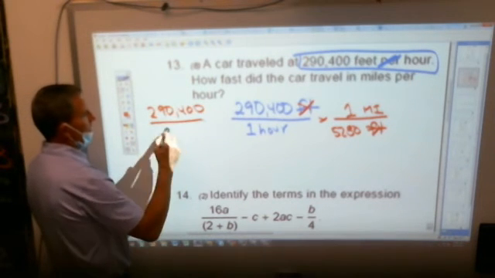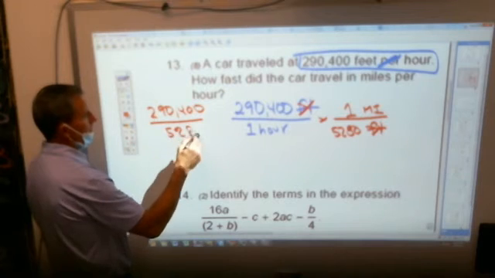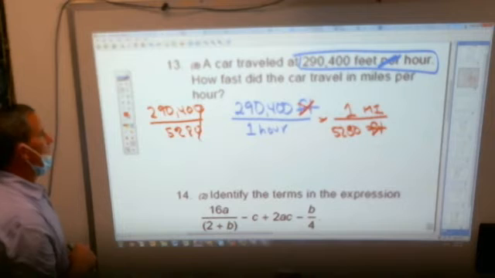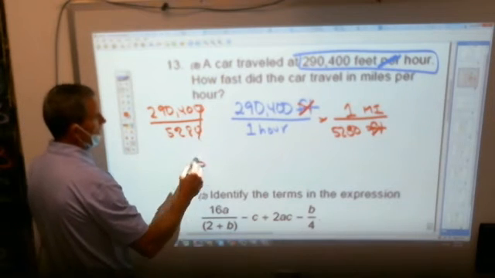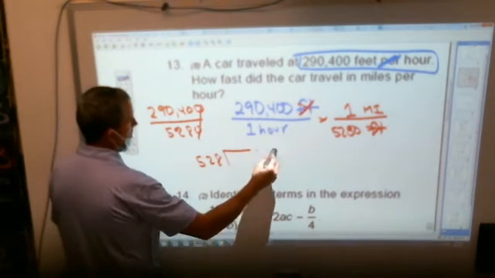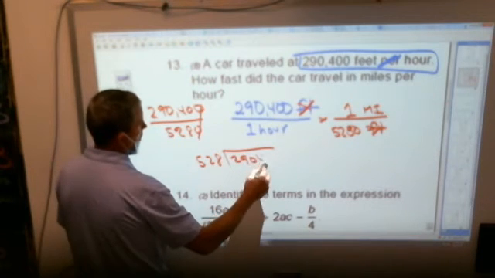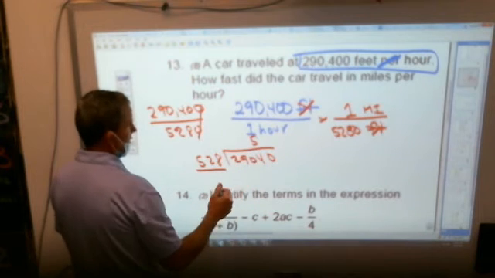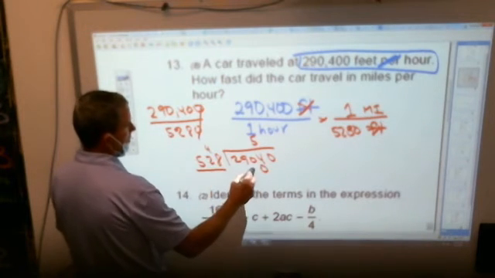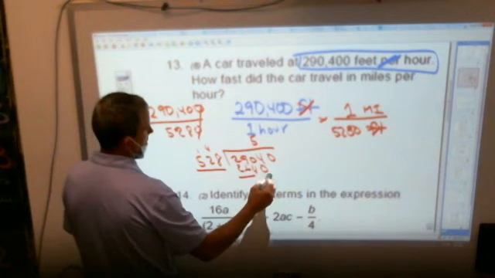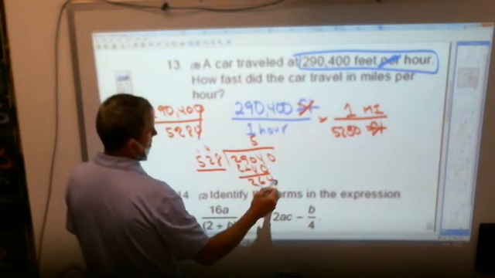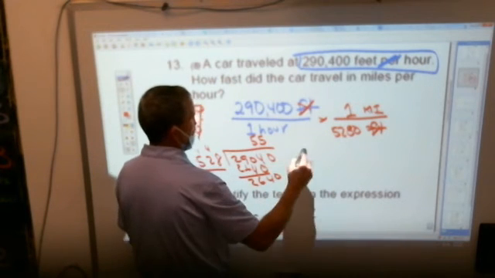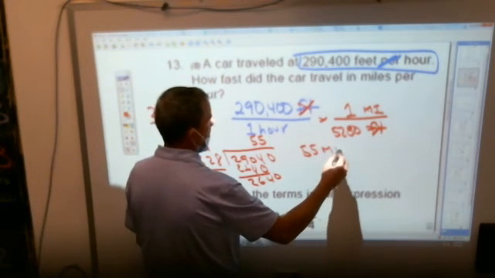290,400 divided by 5,280. This crosses off. I don't want to do any more of this. Let's just do it out. 528 into 29040. I'm guessing this is 5, because Frankie said 55 is the answer. 5 times 8 is 40, 5 times 2 is 10, and 29, 26, 4, 6, 2640. Oh, look, it's the same thing. And what's my label left? Miles per hour. 55 mph.